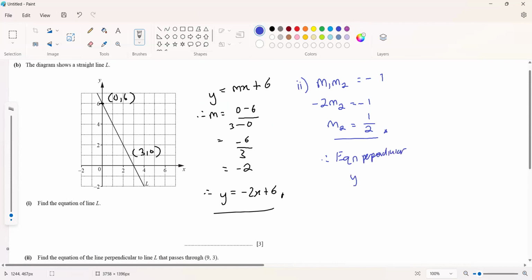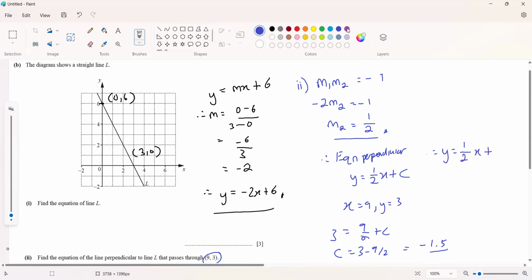at the moment would be y equals 1 over 2x plus c. They gave us a coordinate (9, 3). So when x equals 9, y equals 3. So this is 3 equals 9 over 2 plus c. So c equals 3 minus 9 over 2. In other words, c is negative 1.5. Therefore, y equals 1 over 2x minus 1.5. If you want to write everything in the same fraction form, you can write it as y equals 1 over 2x minus 3 over 2. You can write it either way. It's okay.